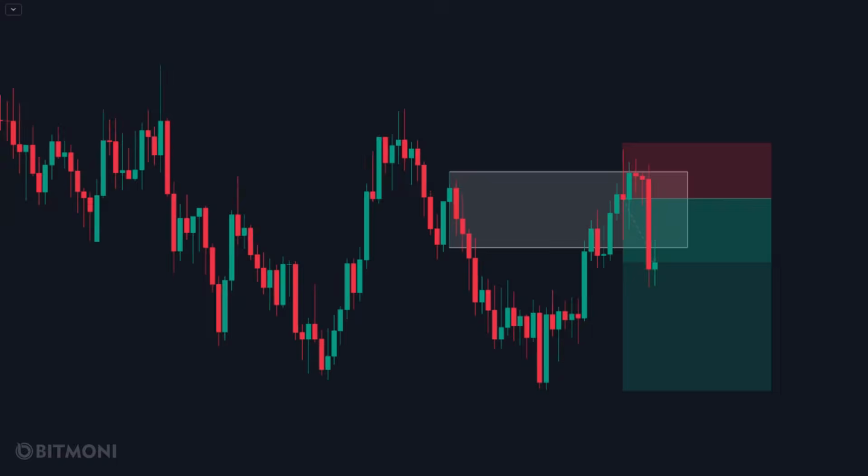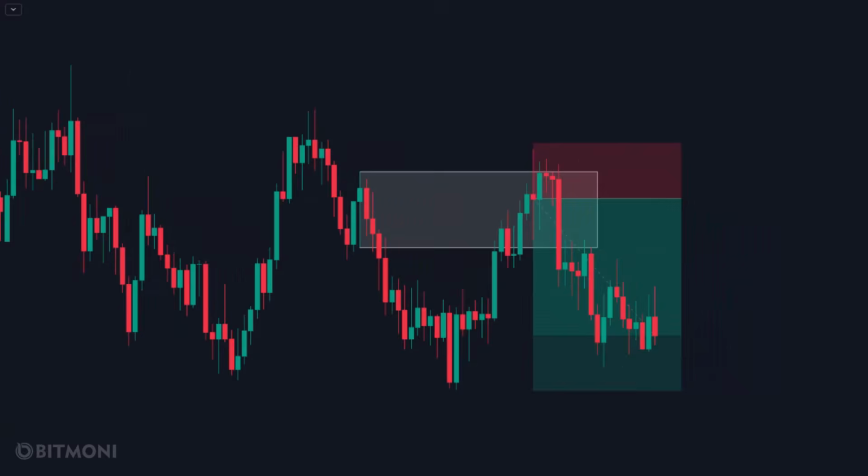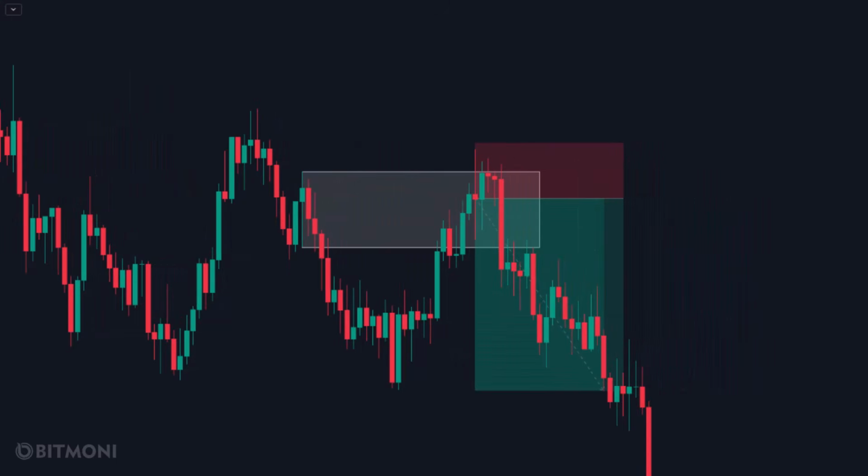And as we let the trade run, you can see how price respected the supply zone and pushed downwards, hitting our profit target smoothly. Now that you've seen how powerful this method can be, it's your time to apply it to your charts. Follow these steps, refine them with practice, and watch your trading results improve.